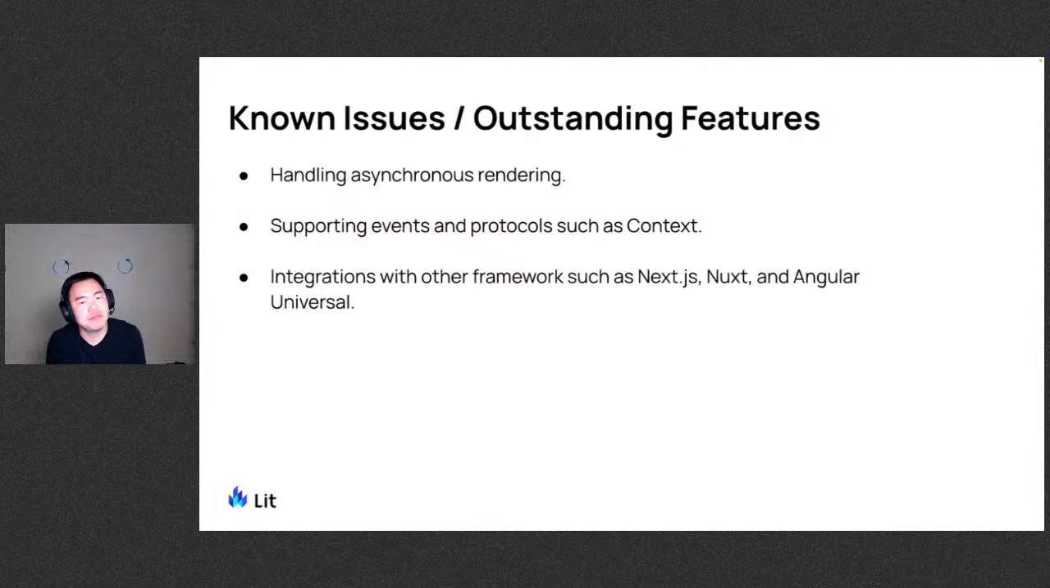Some known issues and outstanding features that we do want to work on is definitely handling asynchronous rendering during server renders. Currently, everything is synchronously rendered, so we can't render anything with promises or such. We do also want to support events and protocols such as context. And we also want to work on integrations with other frameworks such as Next and Nuxt and Angular Universal. Next is currently being worked on by the team. We also have great community effort ongoing for Nuxt integration. So we're excited to see those come to fruition.